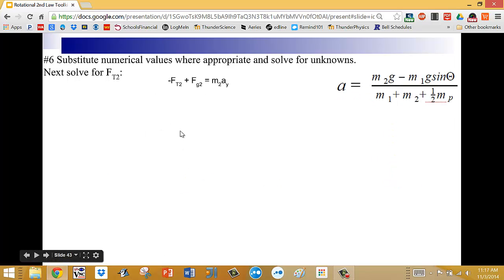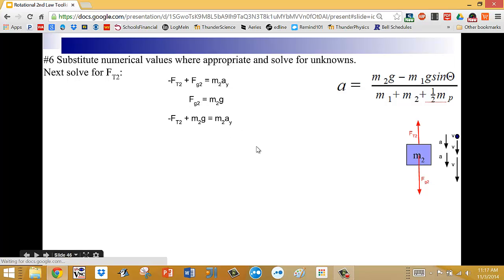Then I've got to do the same thing for Ft2. So this is my equation for F that includes Ft2. I'm going to have to plug the acceleration equation into that equation as well. I know that Fg2, we were calling that the positive direction, and Ft2 upwards the negative direction. So Fg2 is equal to m2g. That's how we calculate the force due to gravity. So I plug that into that equation, and that becomes that equation.